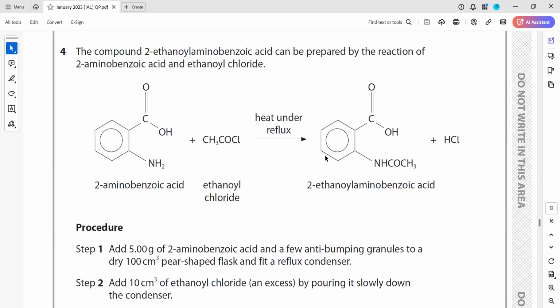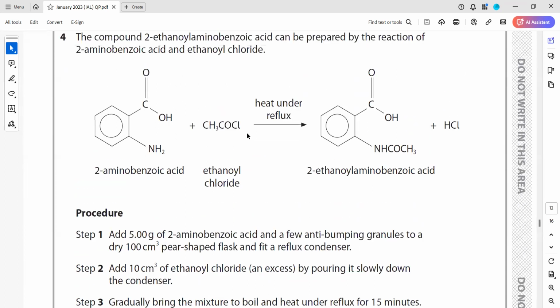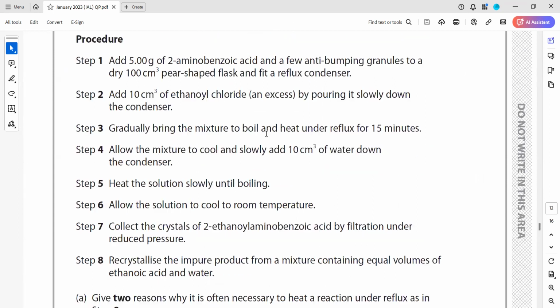In question 4, the compound 2-ethanoylaminobenzoic acid can be prepared by reaction of 2-aminobenzoic acid with ethanoyl chloride. So you can see here, one of the hydrogens is replaced and this group is added here. The procedure: 5 grams of 2-aminobenzoic acid and a few anti-bumping granules. What is the purpose of anti-bumping granules? To make sure that bubbles do not form a large size, so that uniform boiling happens.